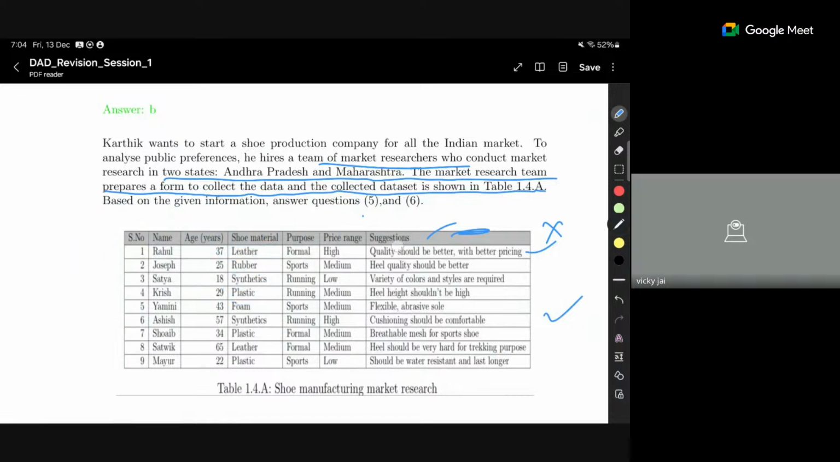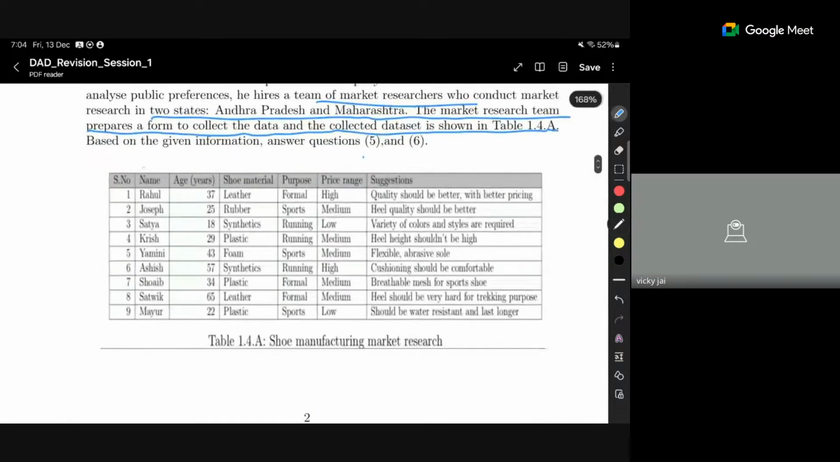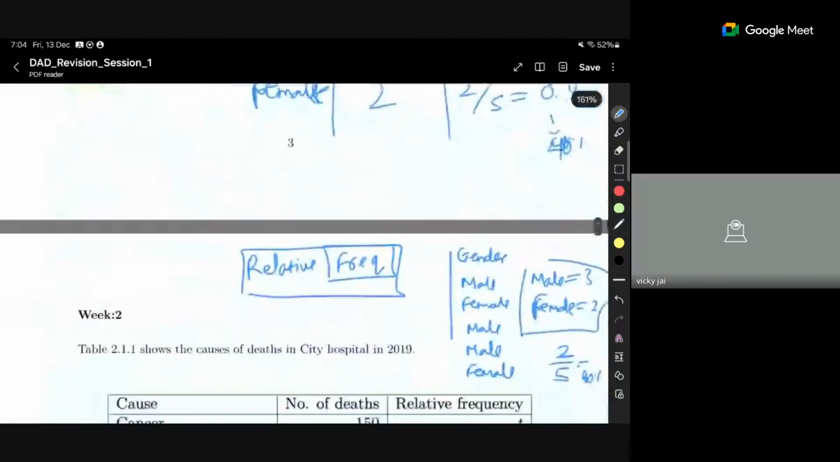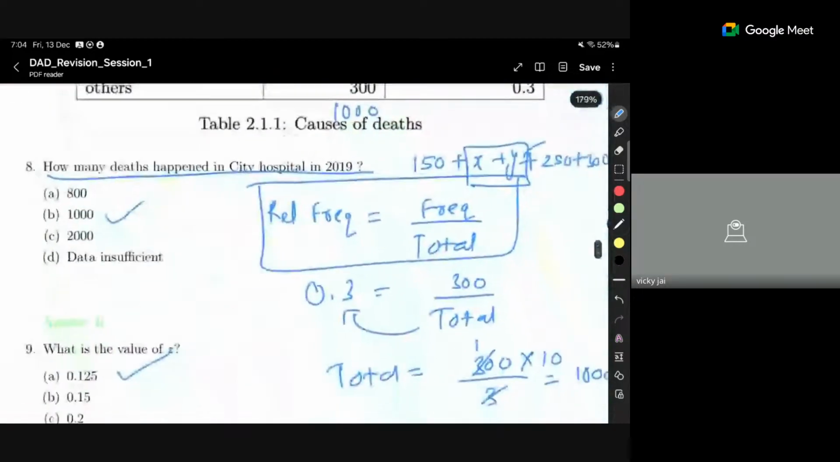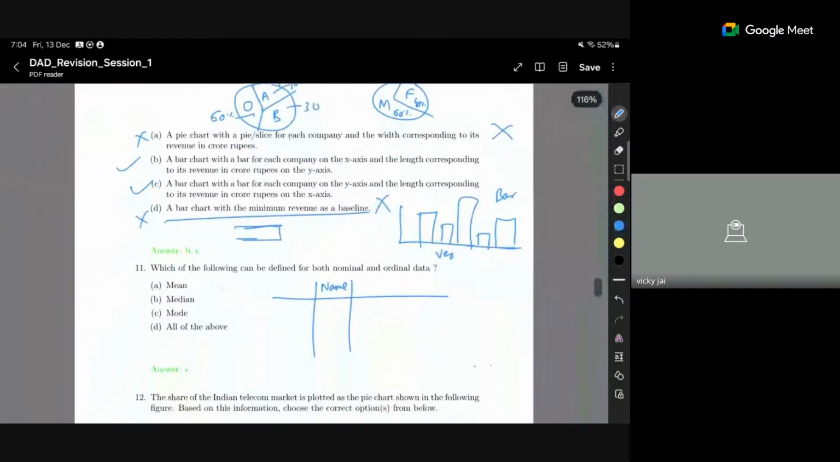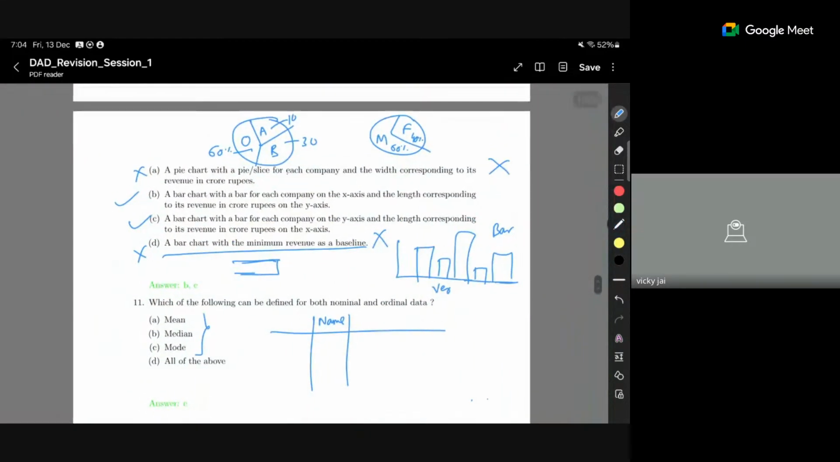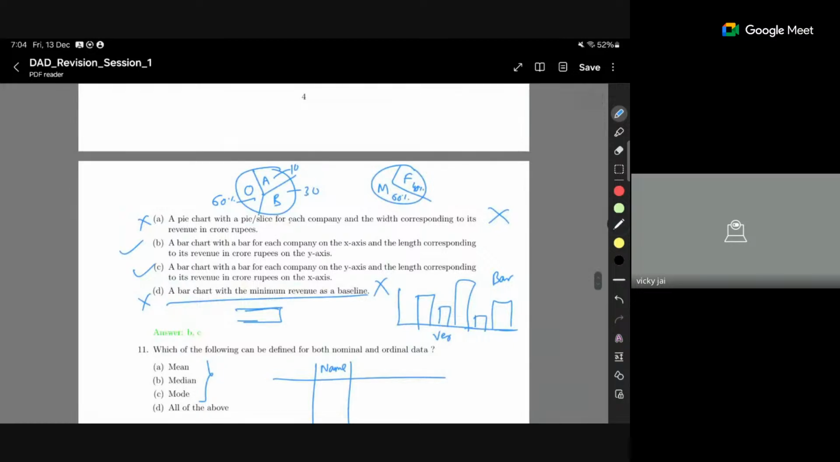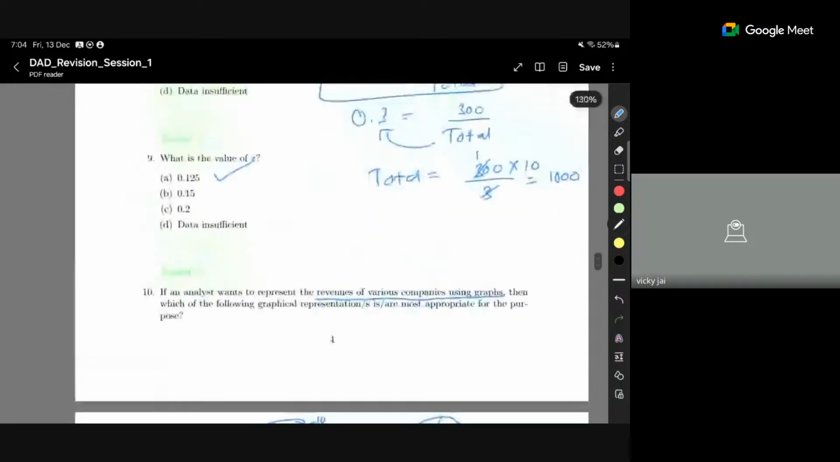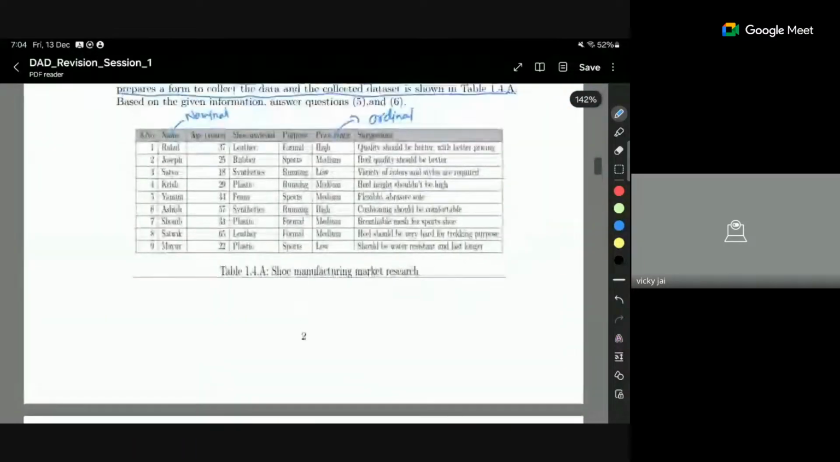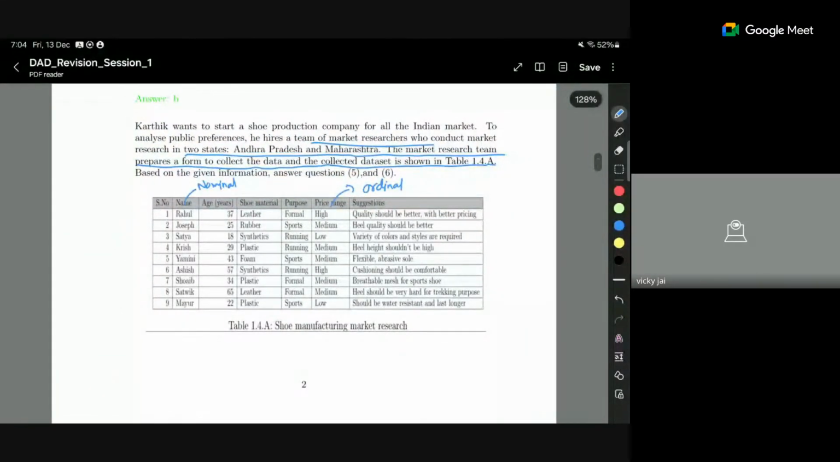What is the issue? Okay, so this is my data. This I'll consider as nominal, and this I'll consider as ordinal. So what are the things I can find about them? That's what the question is, right? Out of mean, median, mode, which of the following can be found for both? Keep in mind that the question is about both, but we'll figure it out for the individual cases. One is nominal, another is ordinal.